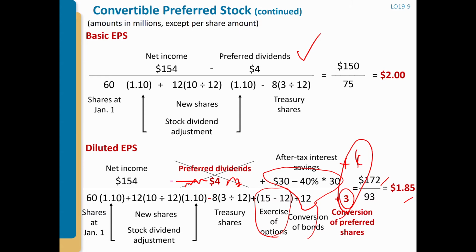Where did the plus 4 come from again? Because the preferred stock already converted into common stock, you don't need to pay dividends for them. That's why you plus 4. Remember, you need to subtract 4, that's the dividends. Now they converted, so you don't need to pay dividends for them anymore. That's why you subtract 4, but now you need to add 4.